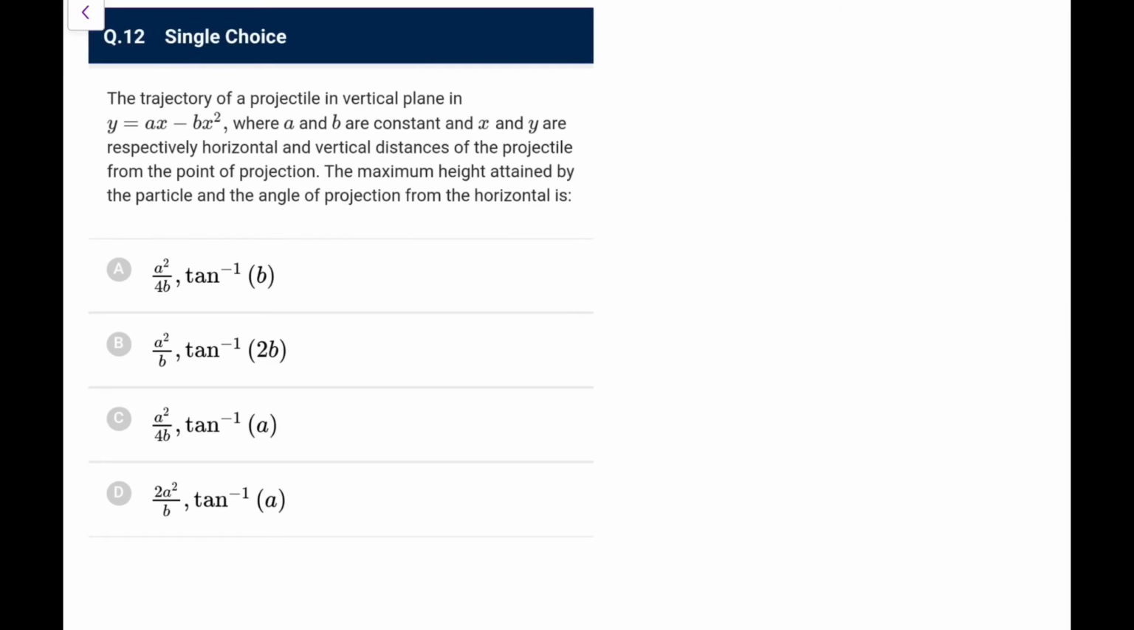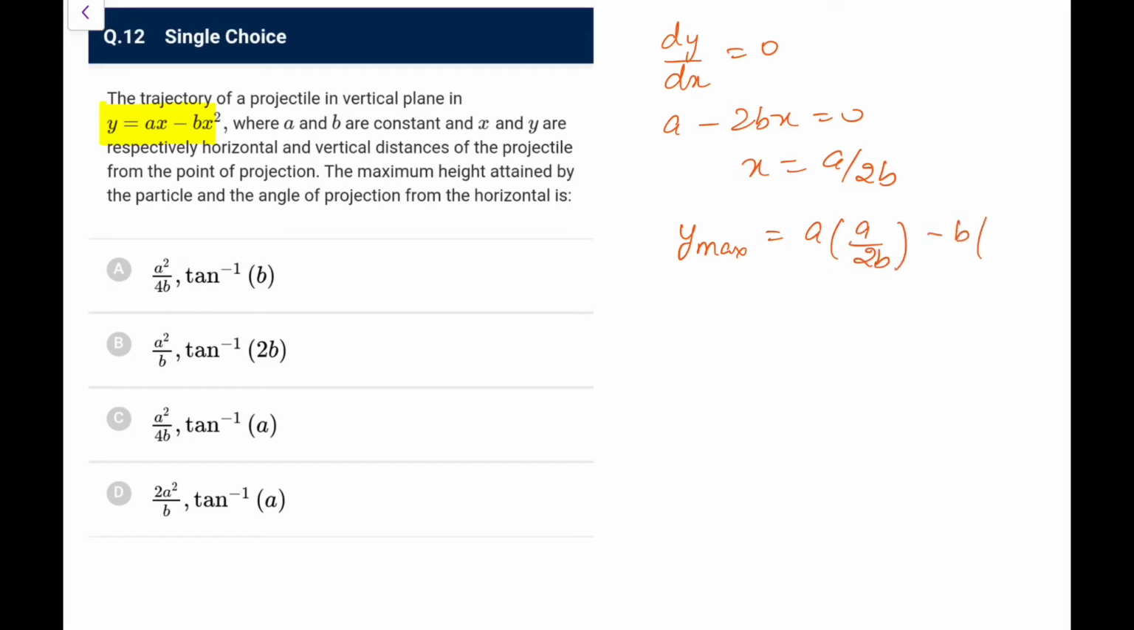Next, the trajectory of a projectile in a vertical plane is this. a and b are constants. Respectively horizontal and vertical distances from the point of projection, maximum height attained, and the angle of projection is... again, this is a very common one. So maximum height attained, that would be when dy/dx is 0. So that is 0 means a minus 2bx equal to 0, that is at x equal to a/2b. So at x equal to a/2b, that is y max. Y max we get is a into a/2b minus b into a²/4b². So it comes out as a²/2b minus a²/4b, that is a²/4b.